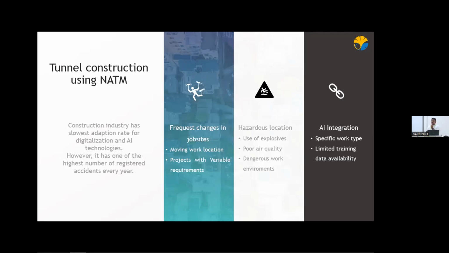As some of you already presented, especially in the robot use cases, we have very frequently moving job locations. So if you have some sort of a robot or cameras that you are placing in the construction industry, you need to change it very frequently. Then it's a very dangerous location because we use explosives, and there is the air quality and everything, especially in the tunnel area. And then the main problem with the integration is the limited data availability.